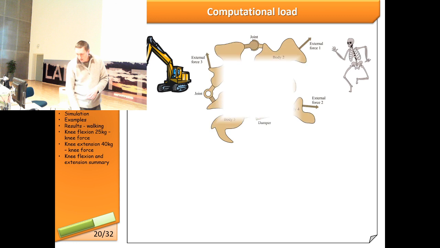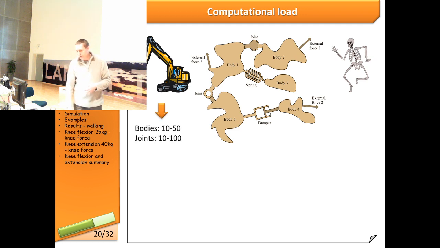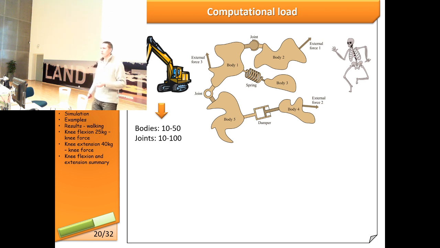Now, when it comes to computational load, when you have the model of the machine and you have the model of the human, you build the mathematical representation of that, and you try to solve it. You'll realize that for a man-made structure, you might have, let's say, 10 to 50 bodies, 10 to 100 joints, depending on the level of detail.